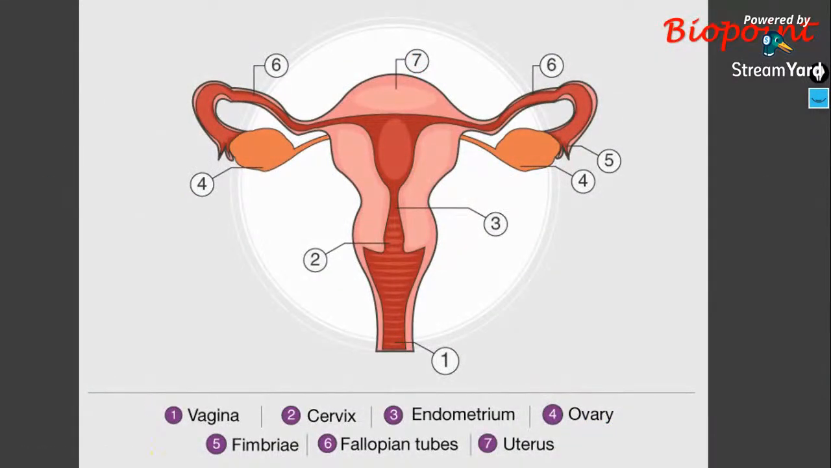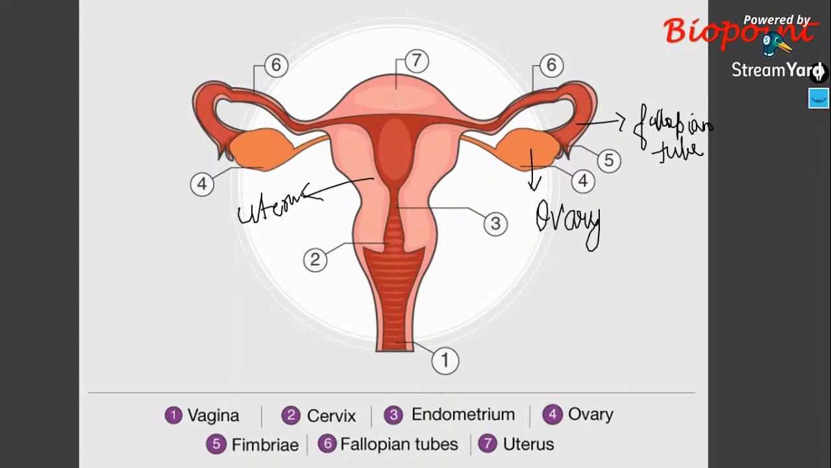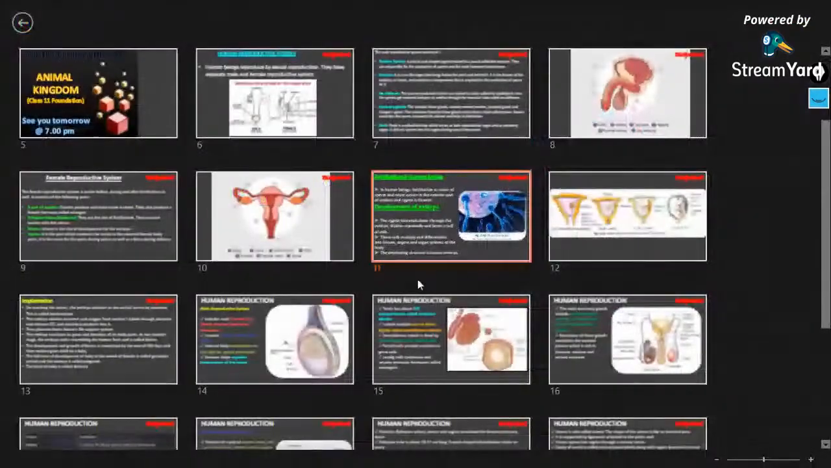This is the diagram of the female reproductive system, which is familiar to each one of you. This structure is the ovary. From the ovary, you have the fallopian tube. From the fallopian tube, you reach the uterus, then the vagina. Before the vagina, you have one more part, which is the cervix. The opening that leads to the vagina is known as the cervix. Clear, everyone?